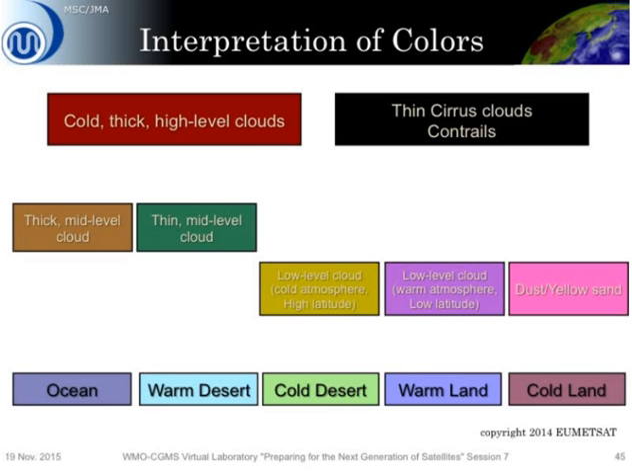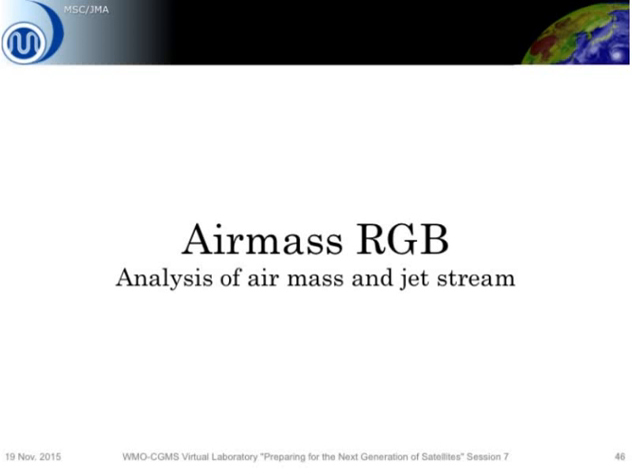Okay, this is the interpretation of colors of the dust RGB. The pinkish area corresponds to the dust and the yellow sand. And the meanings of the other colors are denoted here. Okay, next is the air mass RGB. This is for analysis of air mass and jet stream.